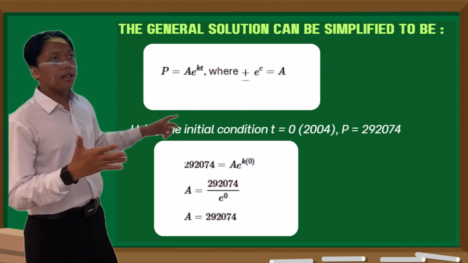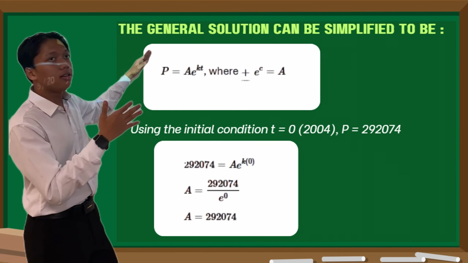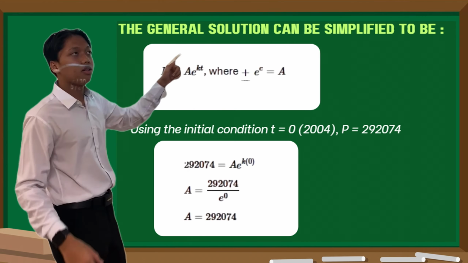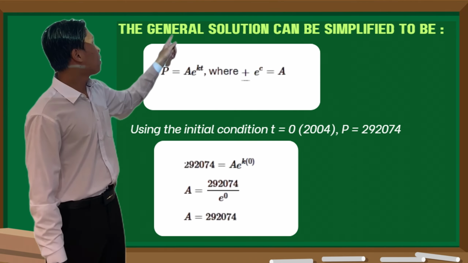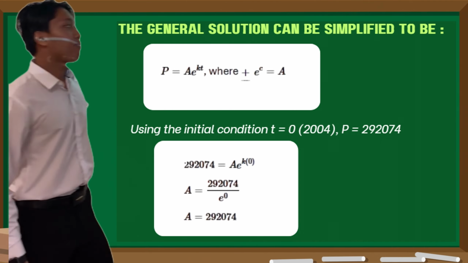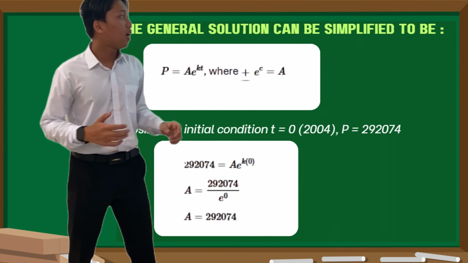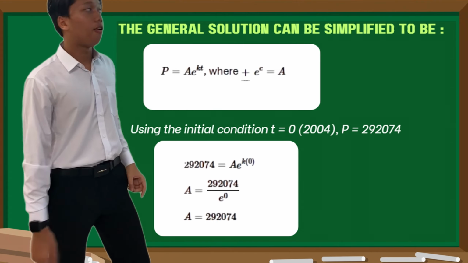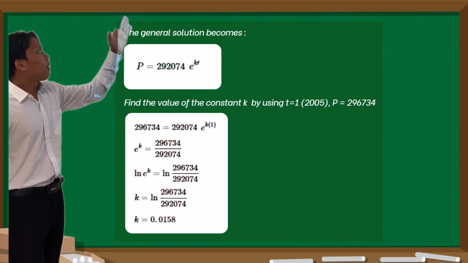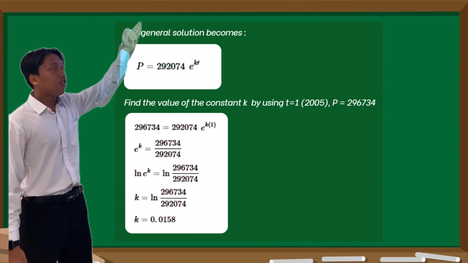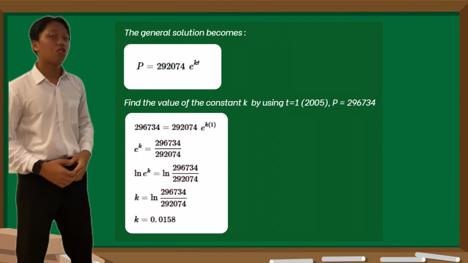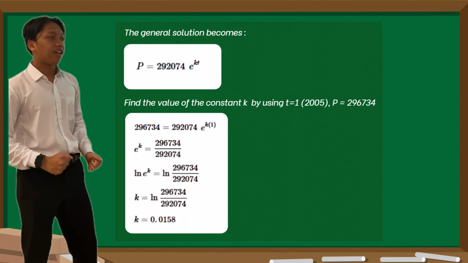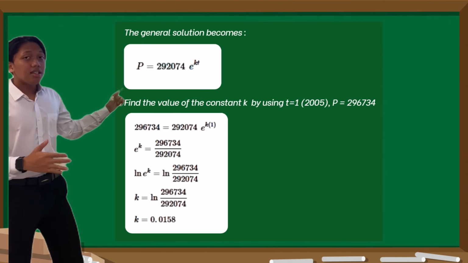We insert any of our population data, making it a reference to the initial year, which is t equals 0, and we take it as the value of A, where A equals 292,074. From this we can insert the value of A, and finally we can find the value of k, which is k equals 0.01558. And this is not the actual value.